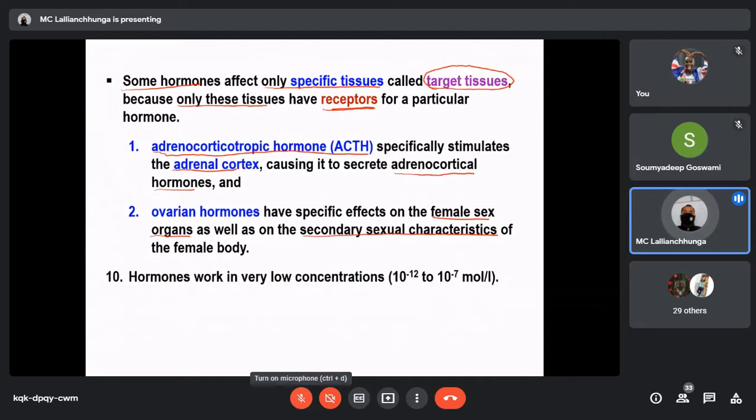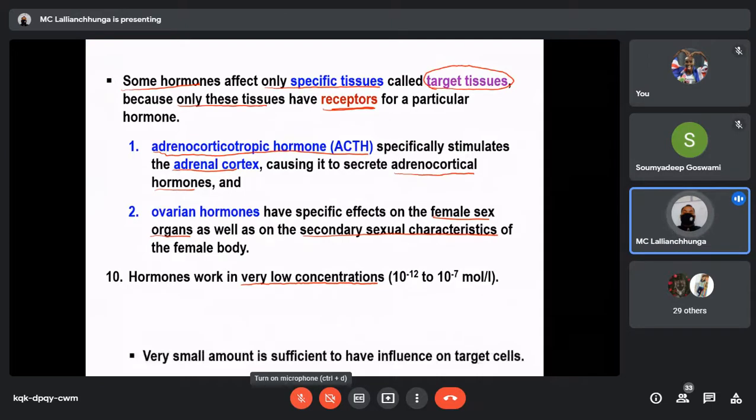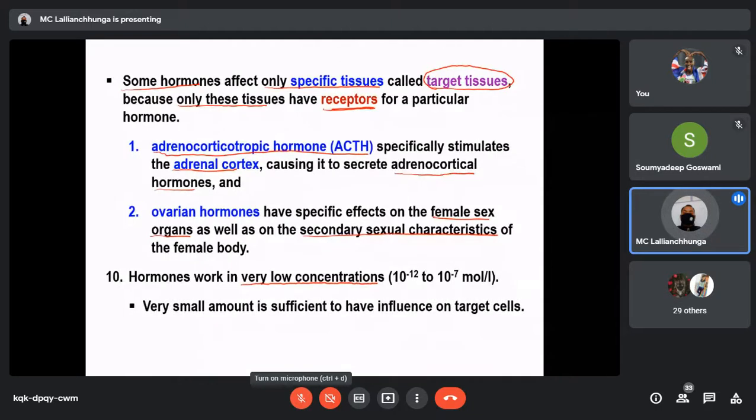Okay, point number 10, hormones work in very low concentration. You see, 10 to the power minus 12 to 10 to the power minus 7 mole per liter. The concentration of hormone is very low, but that is sufficient to increase or decrease the biological reaction. A very small amount is sufficient to have influence on target cells.